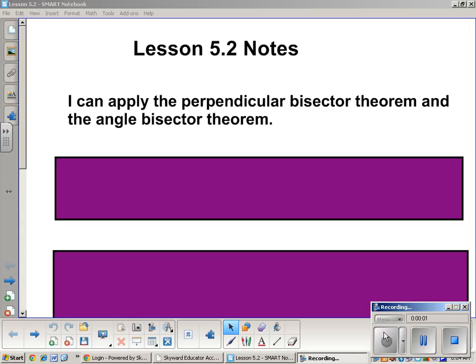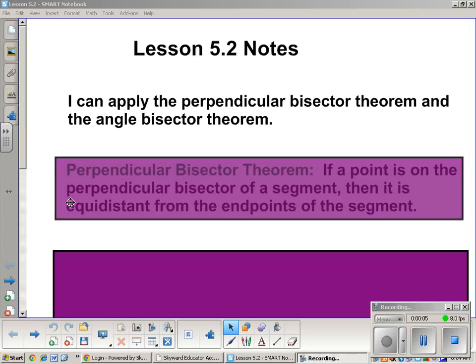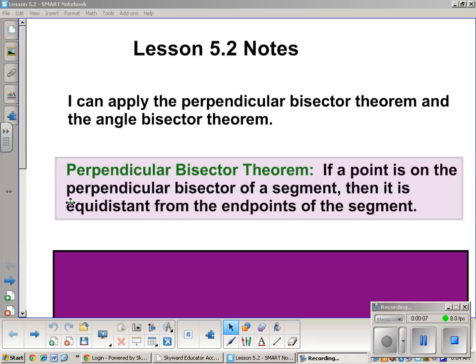All right, today we're going to talk about the perpendicular bisector theorem and the angle bisector theorem. The perpendicular bisector theorem says if a point is on the perpendicular bisector of a segment, then it is equidistant from the endpoints of the segment.